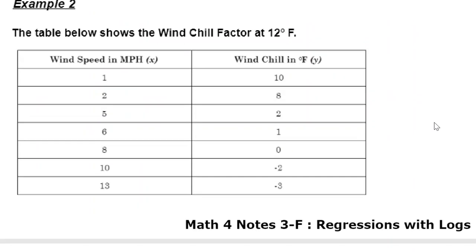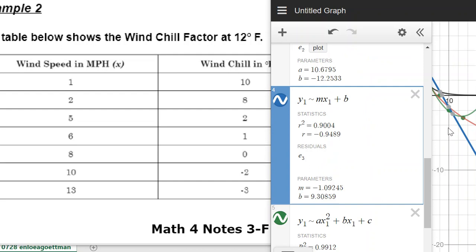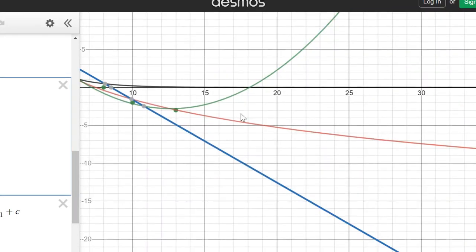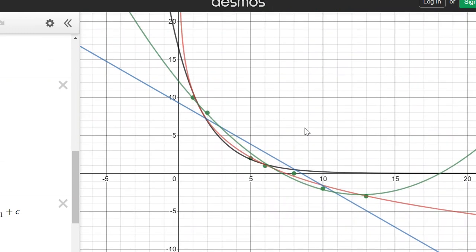We have a table of wind speeds at x and wind chill factors at y. So the speed is x and the temperature is y. And when we plug those in, we get something that resembles this. Those green dots are all of the data points. They ask us to find the equation for each one and give the r squared value for each one. Blue is the linear, green is the quadratic, black is the exponential, and red is the logarithmic.